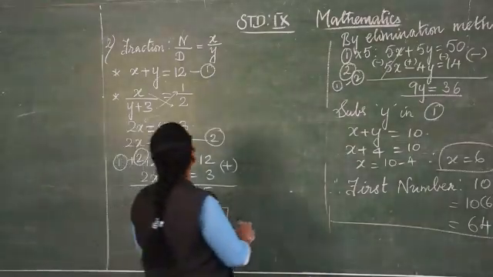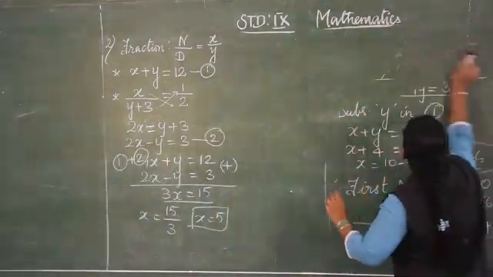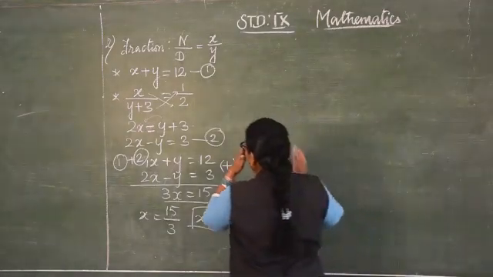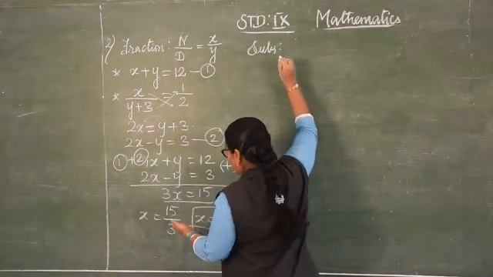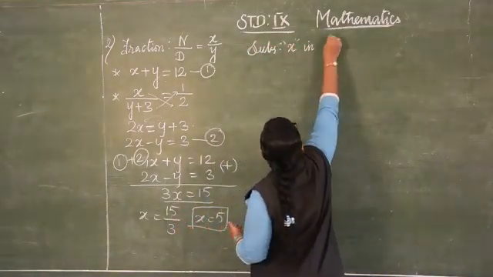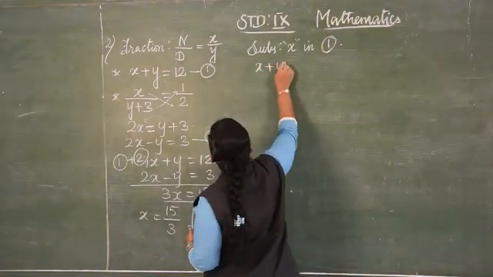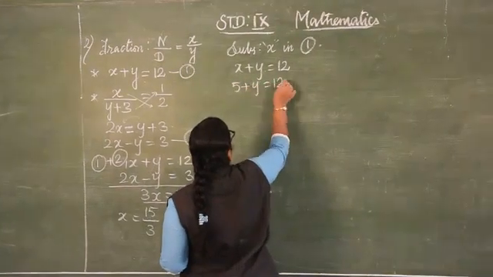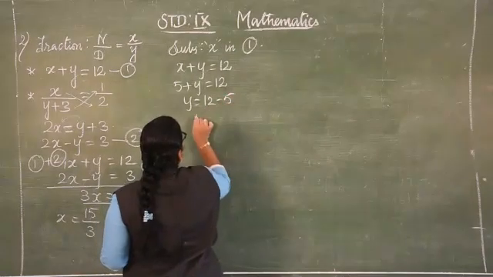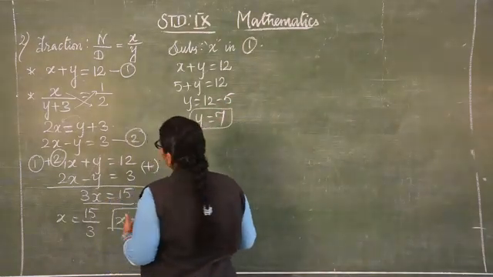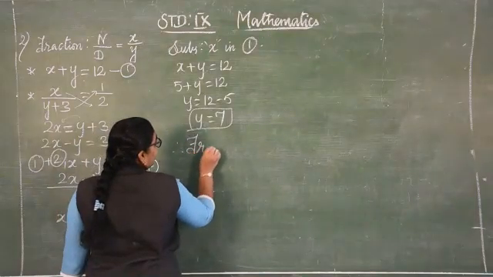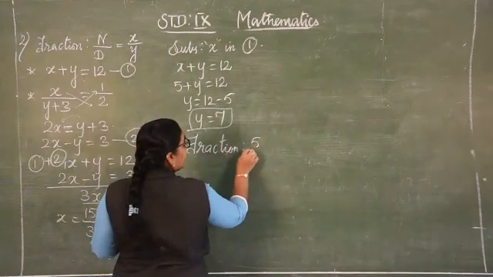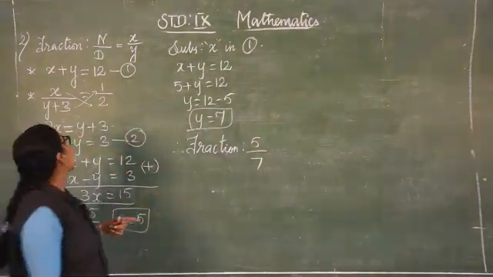Where do you want to substitute this? Shall we substitute in the first equation itself so that it will be easy for us to find the value of y? So, we are substituting x in the first equation. x plus y is equal to 12. The x value is 5. 5 plus y is equal to 12. y is equal to 12 minus 5. y is equal to 7. But the question they have asked is the fraction. Therefore, the fraction we are going to write is x by y, that is 5 by 7. That's all, your answer for your second question.